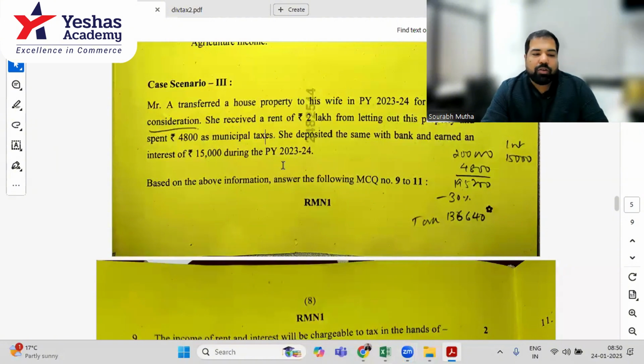All right, again, now this is case scenario number 3. This again is from DT. Let's see how this works. The dog always goes back to the owner. This is from clubbing of income. Let's see how it is.